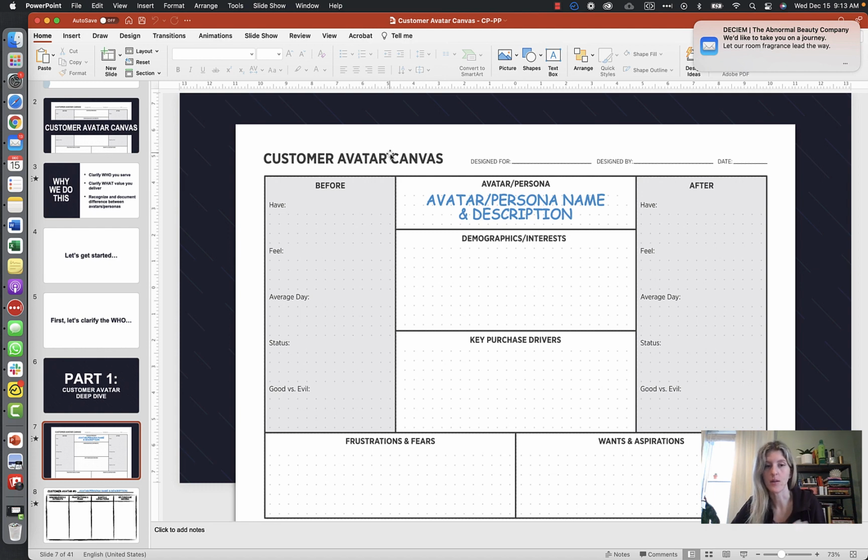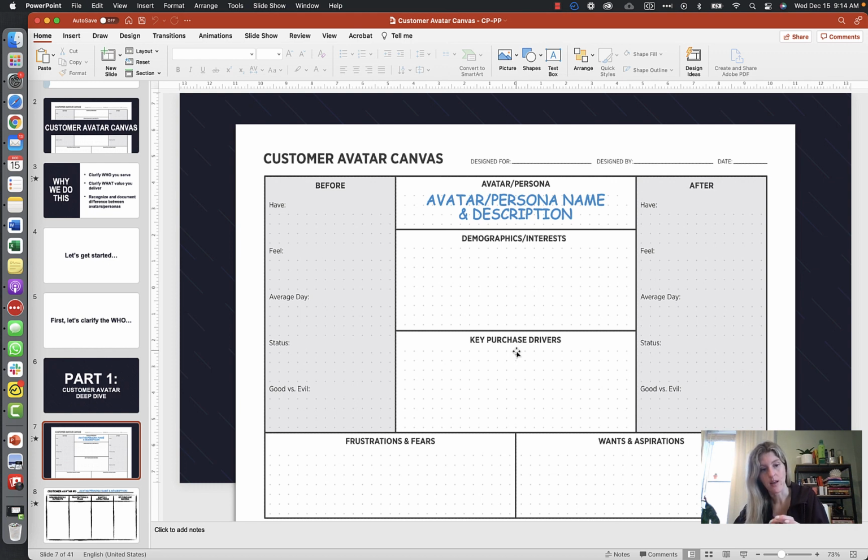That's one of the reasons why we might have multiple customer avatar canvases, because Dedicated Dad is not a single mom. He's not a stay-at-home mom. Dedicated Dad, if you're doing that, is, like I said, the single dad who takes care of his kids. Make sure the average day, the status, the frustrations and fears, the key purchase drivers are for him specifically.